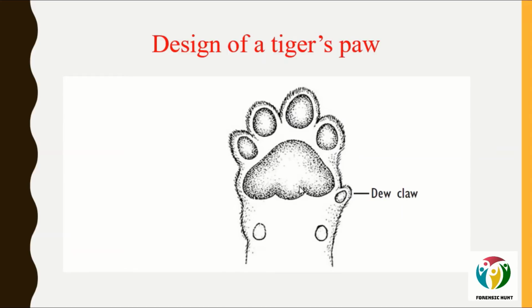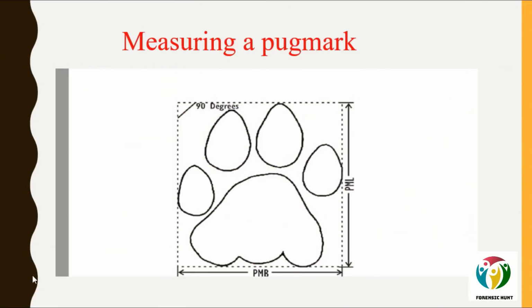The pad here you can see is having the 3 lobes at the rear end. So these all are the features of a tiger paw. Now if you have to take the measurements, there are 2 kinds of measurements that are supposed to be taken for every pug mark. One is the length and the other one is the breadth.